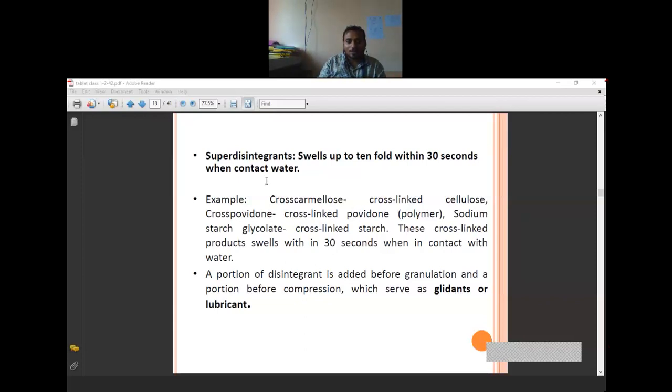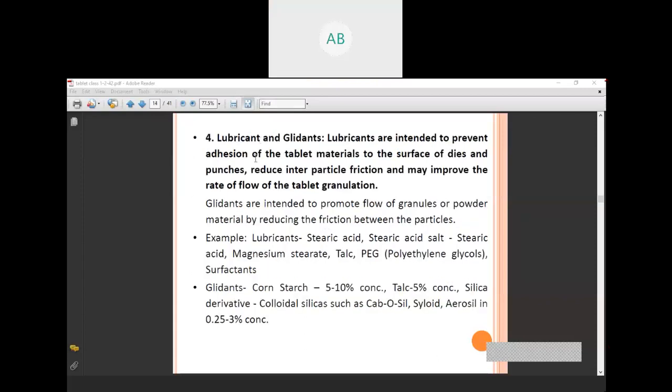Immediate release tablet. Okay, so next is the lubricants and glidants. What is the use of lubricants and glidants? To facilitate the tablet to pass through the gastrointestinal tract.